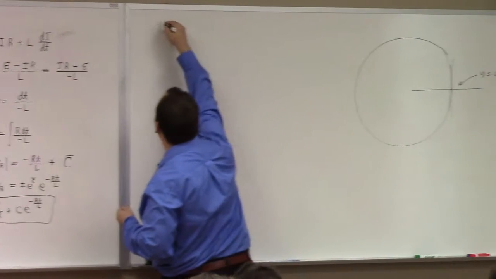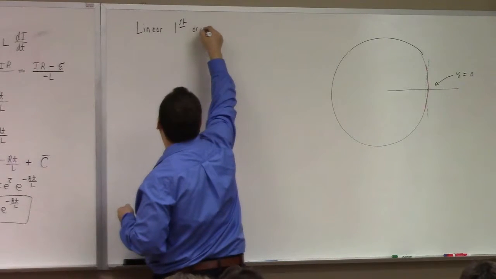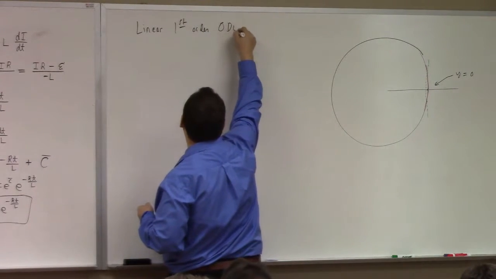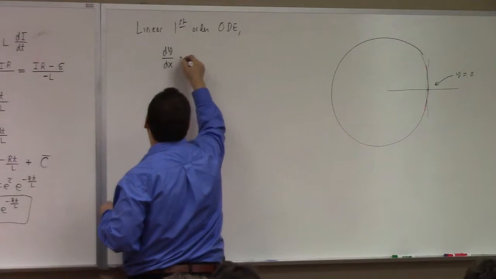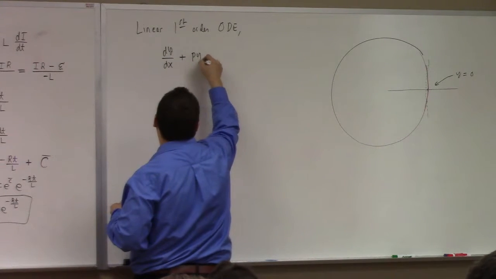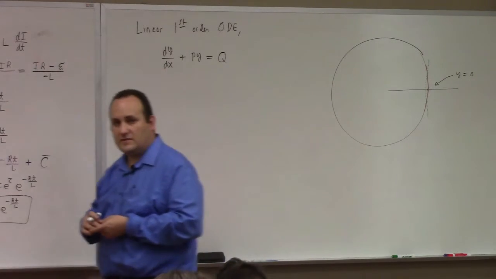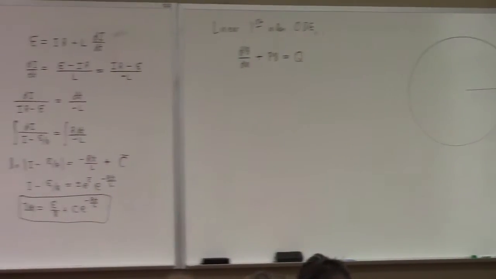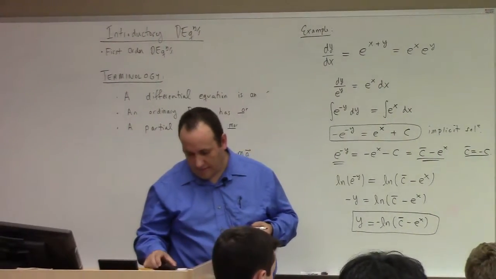A linear first order ODE has the form, in the standard form, dy/dx plus py is equal to q. So if you can write the differential equation and make it look like that, it's said to be a linear differential equation. All right?